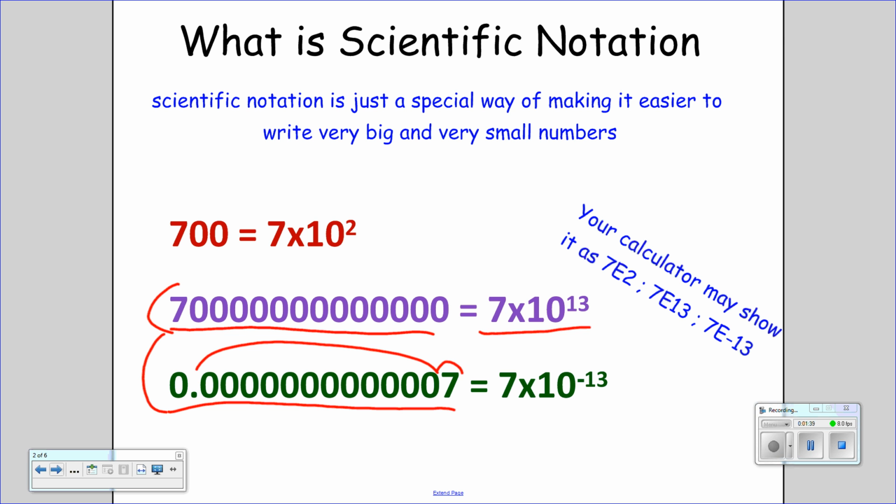Your calculator or Excel does it this way too. They do 7E2, or 7E13, 7E negative 13. It's okay for your calculator to do that. It is not okay for you to do that. If you write that as an answer on a test or on a worksheet, that's wrong. You actually have to write out the proper form.